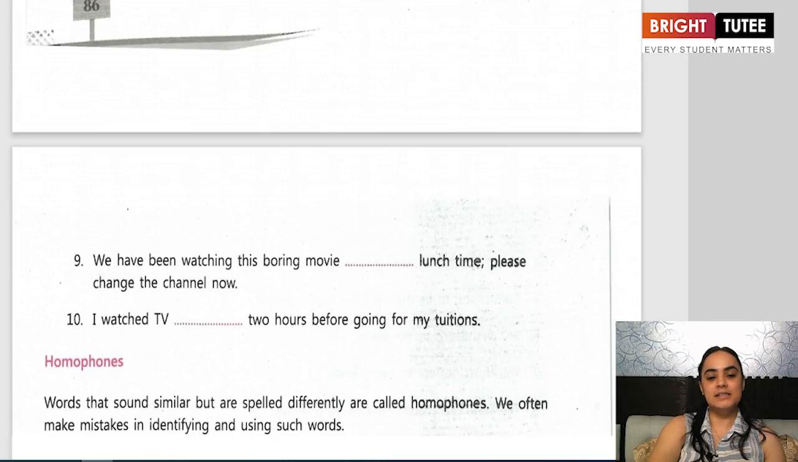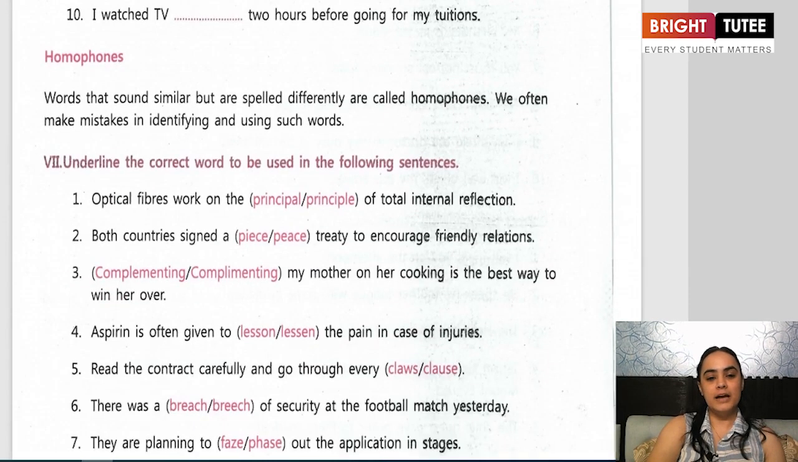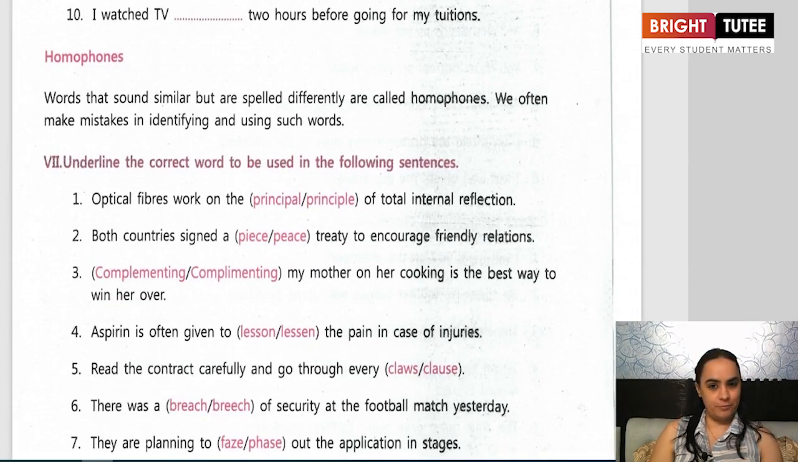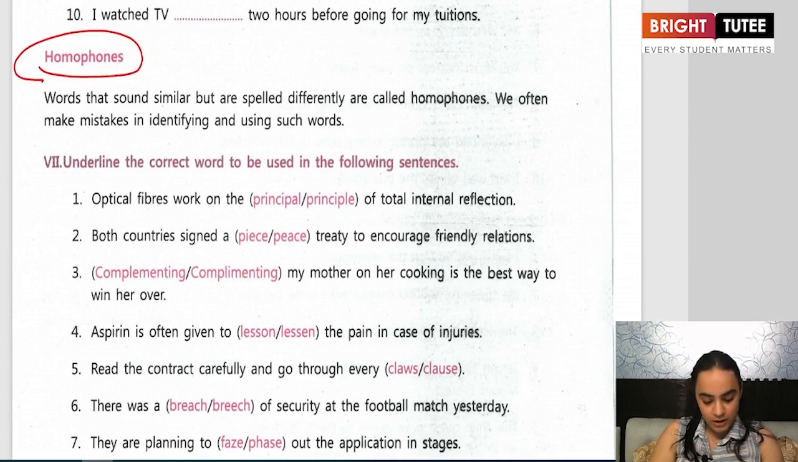Well done. So now, what do we understand by homophones? This is a very short topic. Homophones are those words which have the same sound, but they are different in spellings and different in meaning as well. So the sound is same.